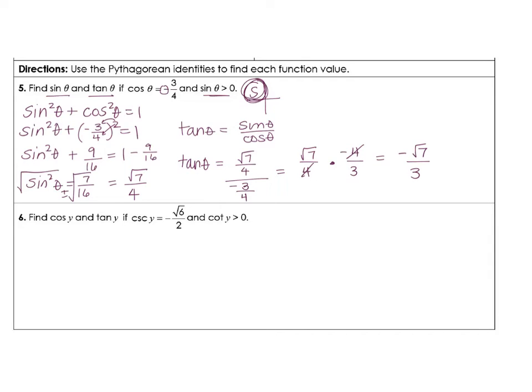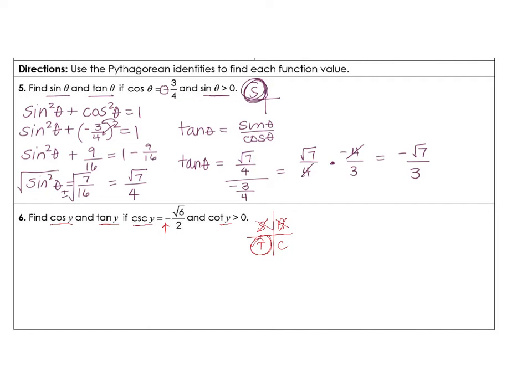Okay, so again, we're given some trigonometric identities. We have to find cosine of y and tangent of y. And let's see what quadrant we're in. Cosecant is negative, so that throws out those first two quadrants. And cotangent is positive, so that means we are in the third quadrant. We've got to find cosine and tangent.